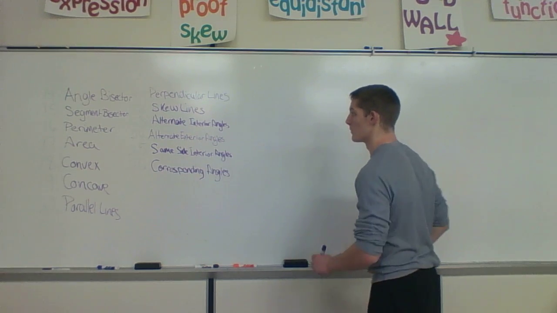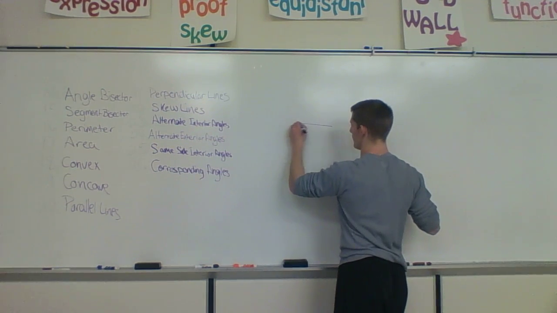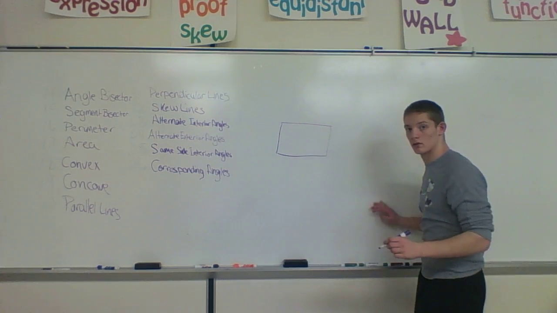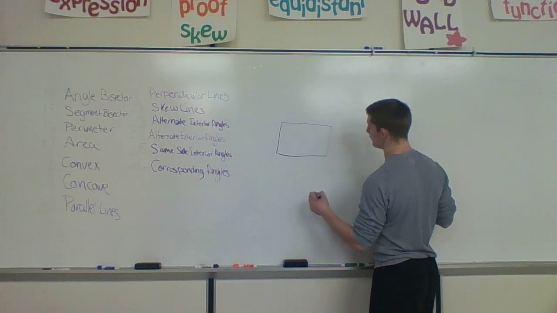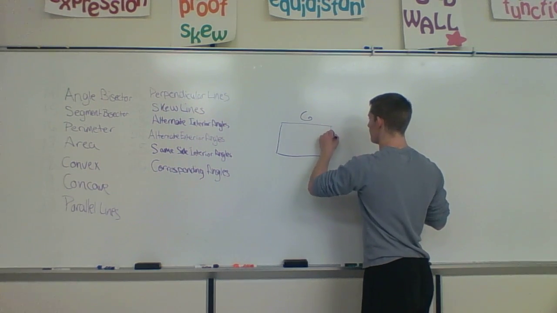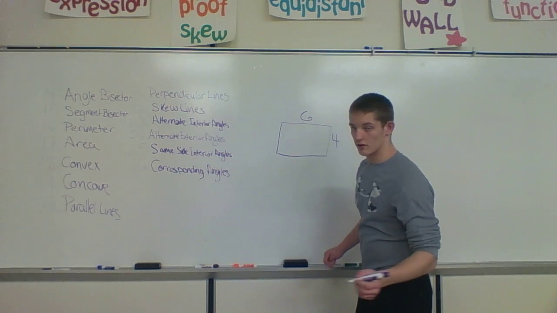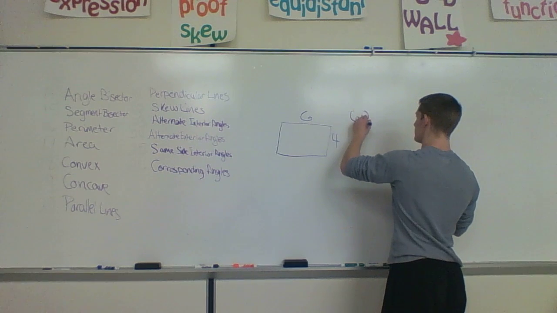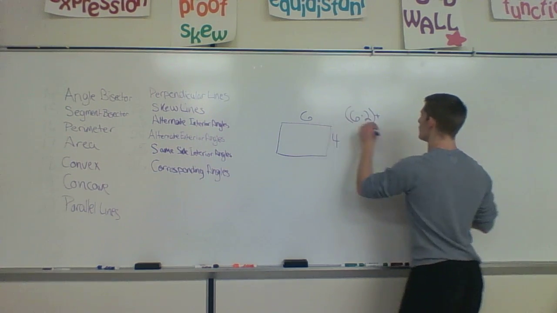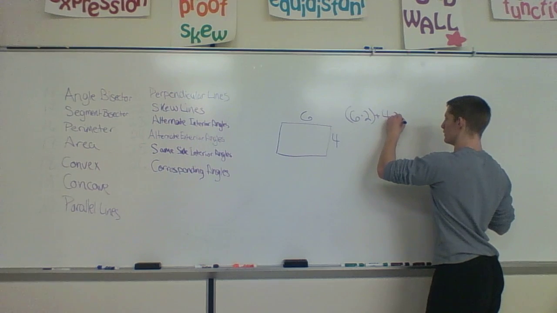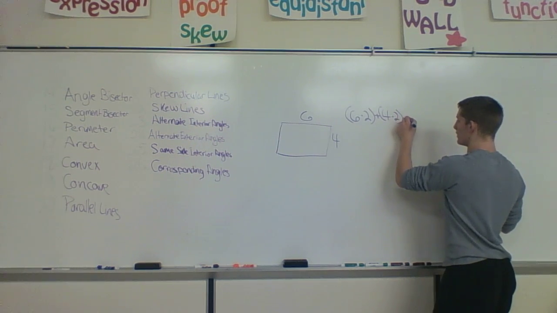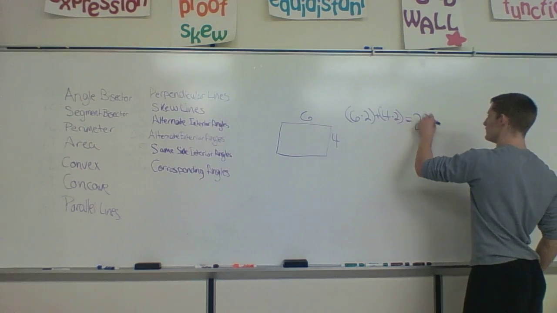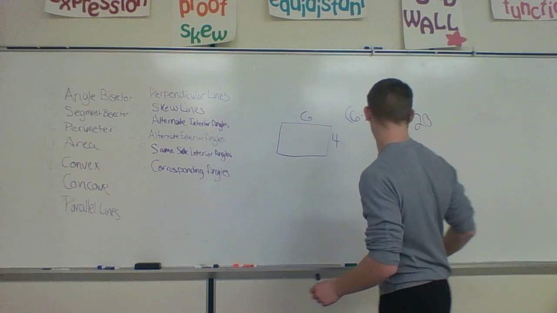Next, we have the perimeter. The perimeter is the measurement of the distance on the outside edges of a shape. So say we have 6 by 4. To get the distance around, you want to do 6 times 2 plus 4 times 2. And then you get the perimeter, which would be 20. There you have it. So that is perimeter.